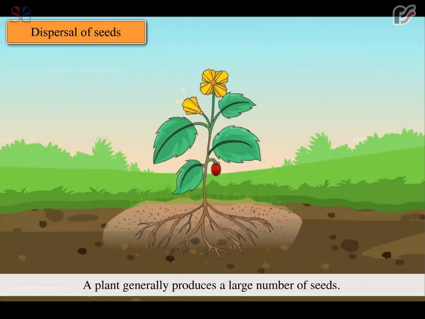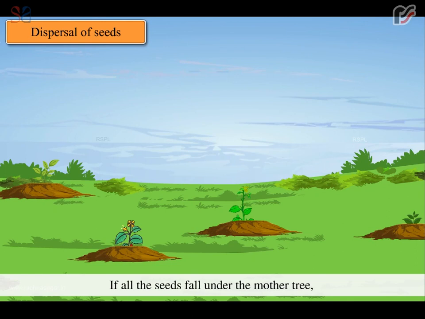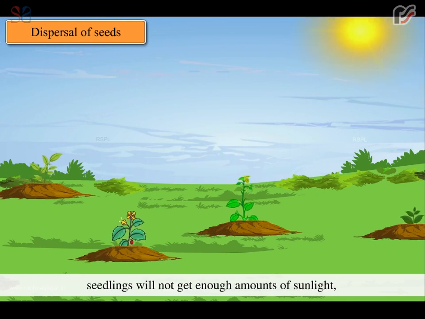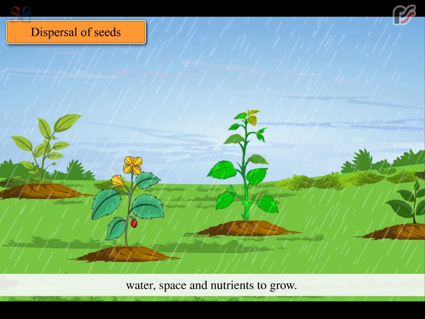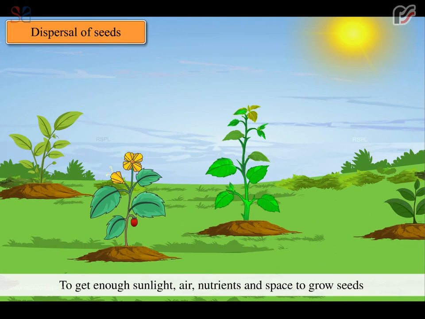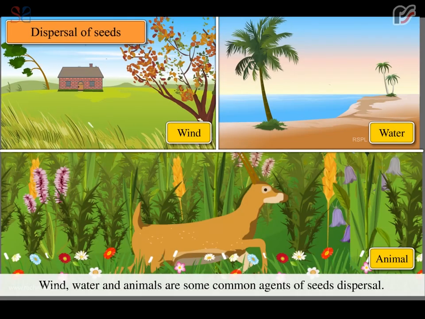A plant generally produces a large number of seeds. If all the seeds fall under the mother tree, seedlings will not get enough amounts of sunlight, water, space, and nutrients to grow. To get enough sunlight, air, nutrients, and space to grow, seeds should be dispersed away from the mother plant. Wind, water, and animals are some common agents of seed dispersal.